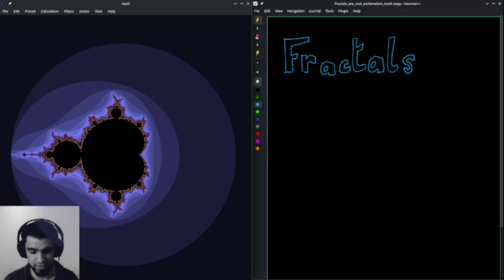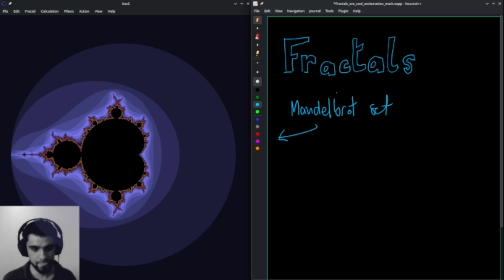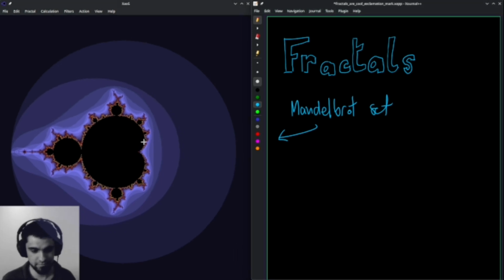So the goal for today will be trying to understand where this cool looking fractal is coming from, which is called the Mandelbrot set. But before we can start understanding this fractal, we'll need to understand complex numbers, which are actually not as complex or complicated as people might fear.